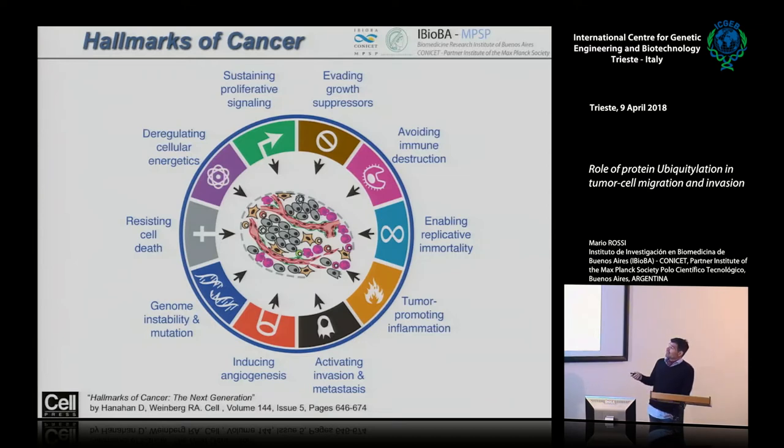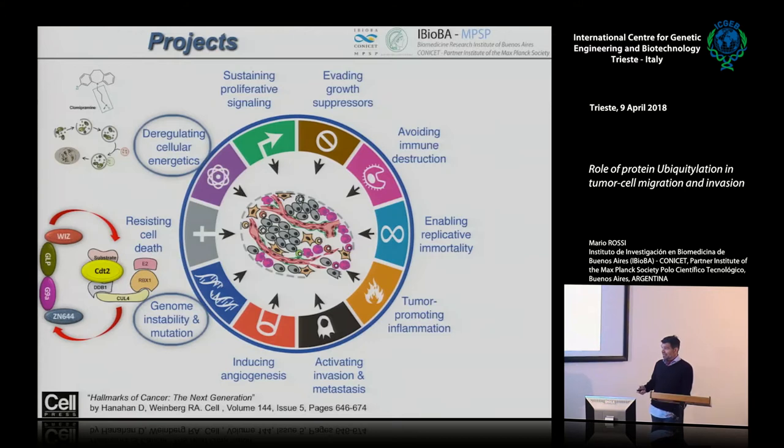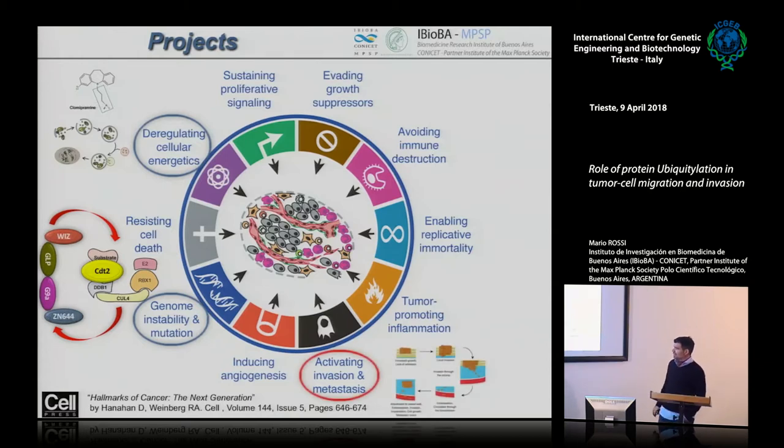On top of this, in the lab we have three projects going on. One has to do with the fact that we found that tricyclic antidepressants are affecting the autophagic pathway, and we are studying how that can be used to sensitize tumor cells to chemotherapeutic agents. We are also working on another project, where we found that an E3 ligase is regulating a very important epigenetic modulator complex, and we are trying to understand how this is related to cancer as well. But the one I'm going to talk about today is where we decided to look for genes in the ubiquitin pathway that could be involved in processes related to invasion and metastasis.